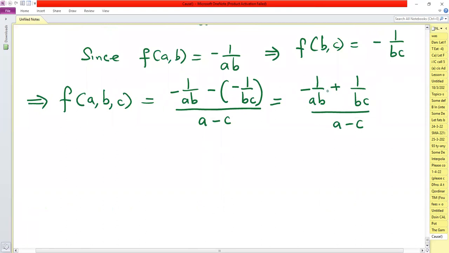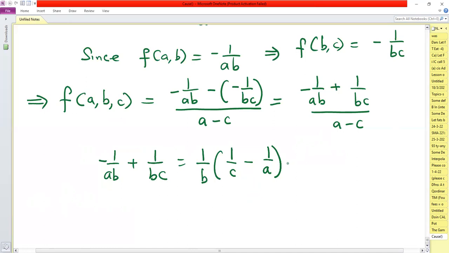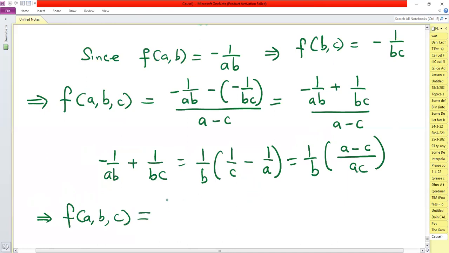Now in the numerator, 1 over B is common, so we can write negative 1 over AB plus 1 over BC as 1 over B into 1 over C minus 1 over A. Which will be 1 over B into, with LCM AC, A minus C over AC. So the second divided difference of arguments A, B, and C will be 1 over B into A minus C over AC, divided by A minus C.